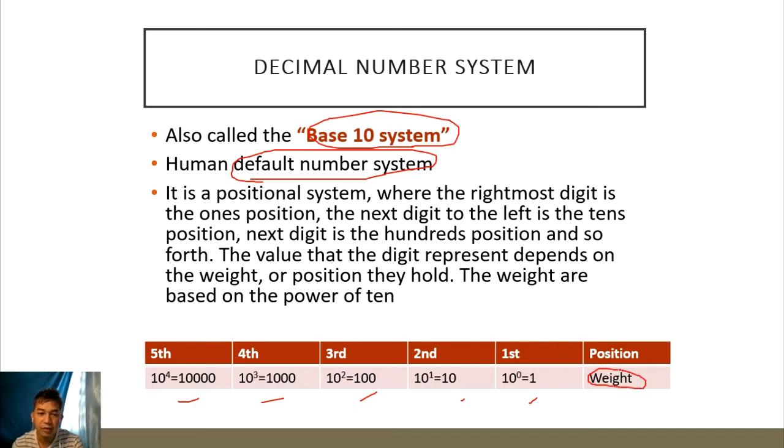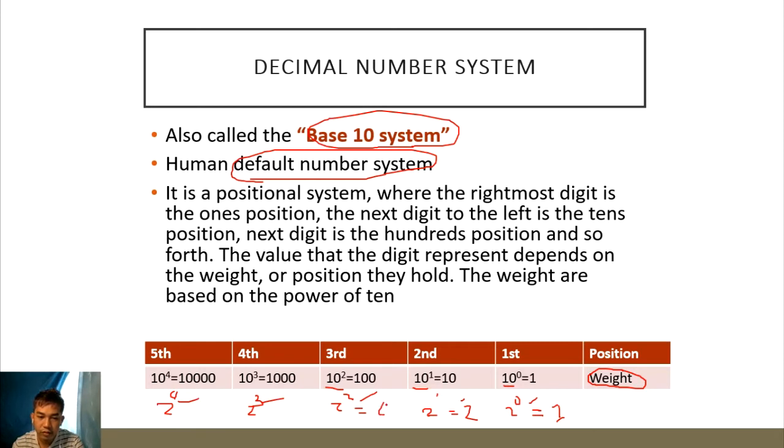So, in a number system, depende siya kung anong base number. So, in this case, sa decimal, that is 10. No? 10. How about sa binary? So, we can have a weight of 2 to the power of 0, 2 to the power of 1, 2 to the power of 2, we have 2 to the power of 3, we have 2 to the power of 4. So, that is, of course, 2 to the power of 0, or any number raised to the power of 0 that is always equals to 1. No?